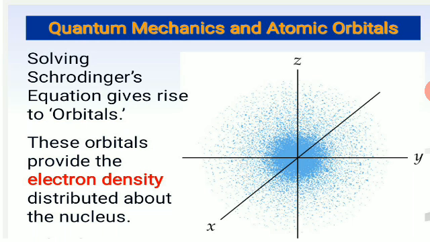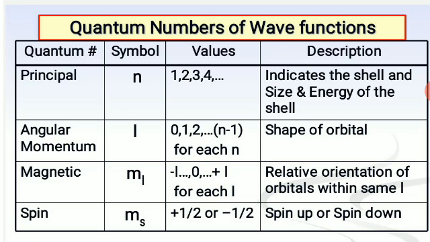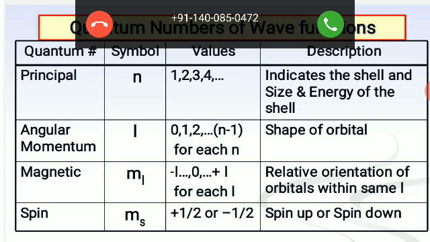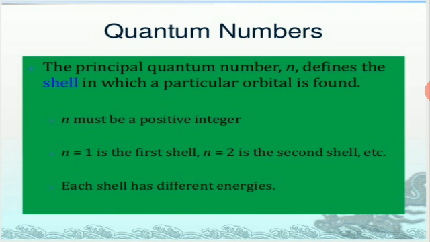To describe the orbitals, we have different quantum numbers, and these are the principal quantum number, the azimuthal or angular momentum quantum number, the magnetic quantum number, and the spin quantum number. The first one is the principal quantum number, denoted by n, and this gives us the distance of the electron from the nucleus, and it also gives us the energy level of that electron. If n is 1, the electron is present in the first energy level. If n is 2, it is present in the second energy level, and so on.